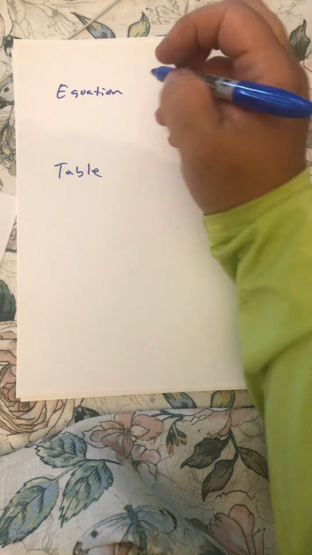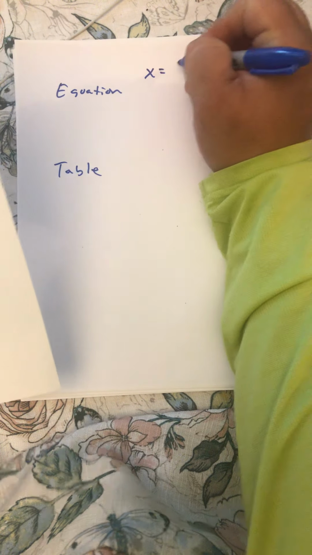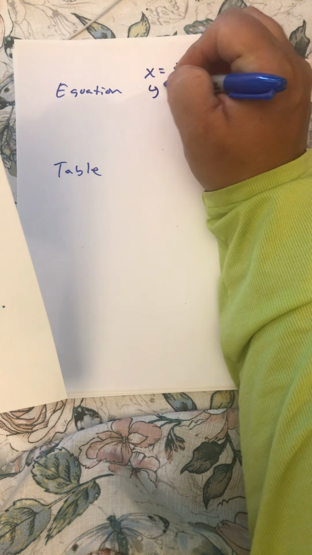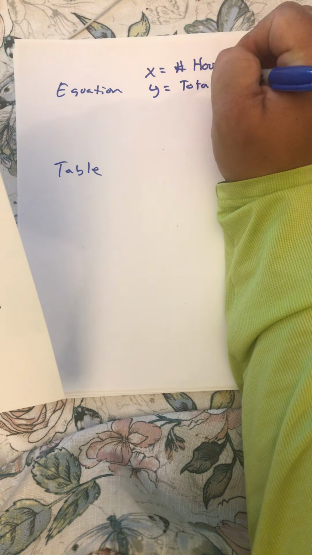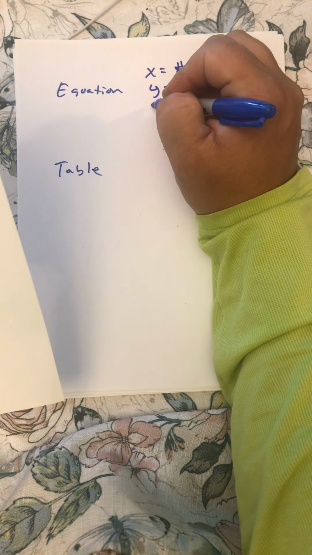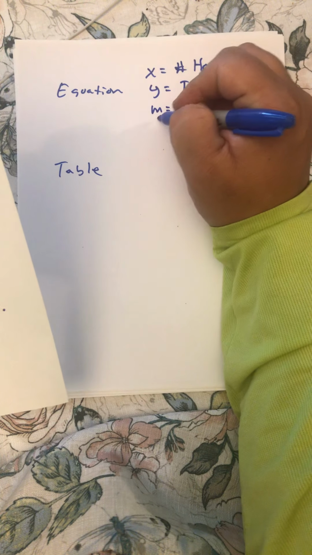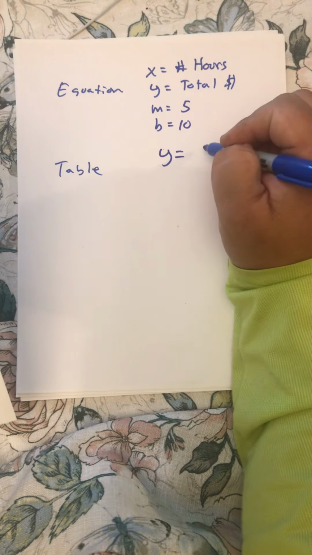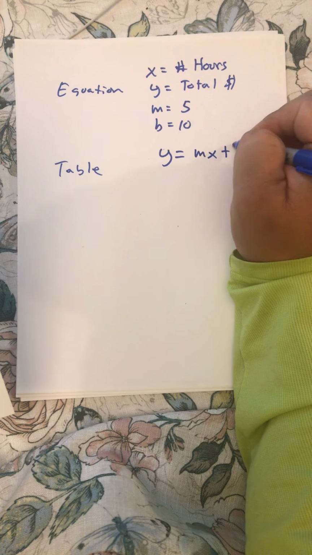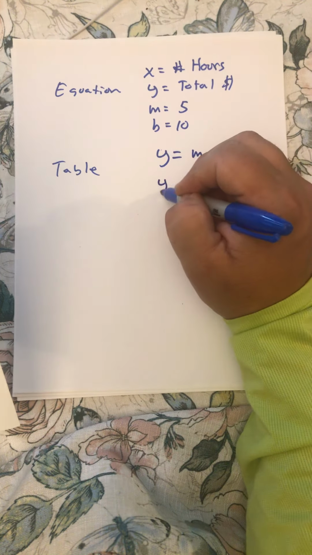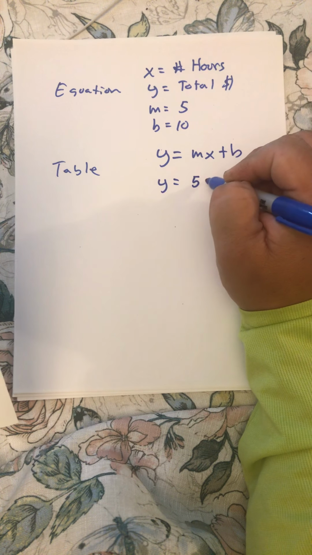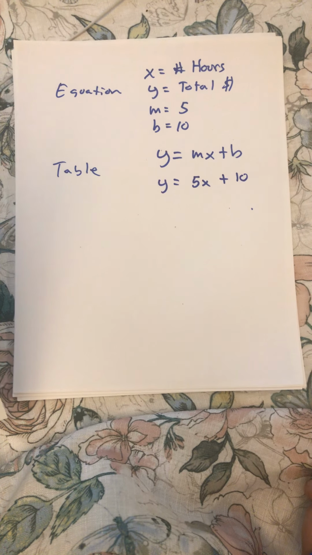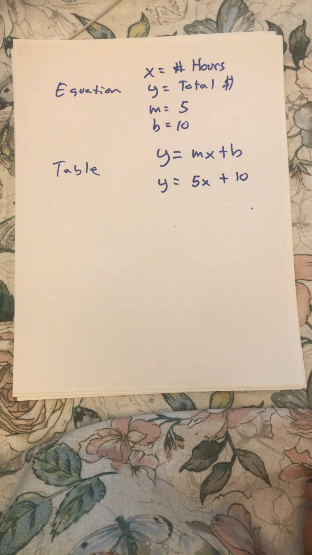So what's our equation going to be? Well, we know X is going to be number of hours. Our Y is going to be our total money. Our M is going to be $5, and our B is going to be $10. So now all I have to do is put it in Y equals MX plus B and just fill in the gaps. Y equals M is 5 times X, so that's our variable, and then that's plus 10. So this is how the equation and the table come into play.